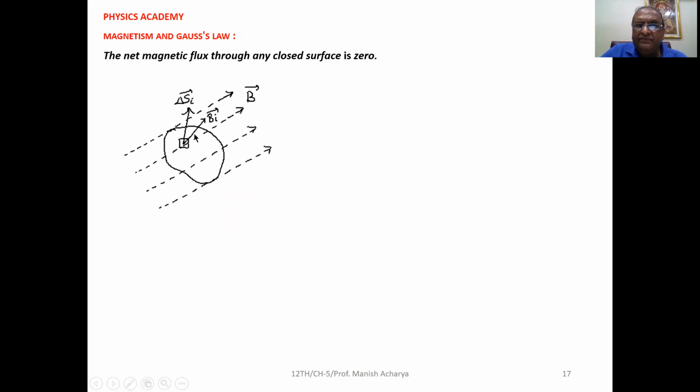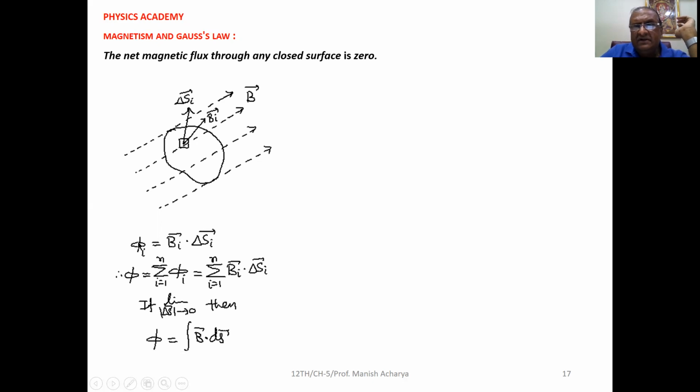Say, suppose we have the magnetic field as shown in the figure, and in this particular magnetic field, we consider a closed surface. Now we want to find the total flux passing through this particular closed surface. So for that, consider any infinitesimal small ith surface element for which the area vector, that is delta Si, and the magnetic field at that surface element, that is Bi. Then we can write the flux passing through this particular ith surface element, that is Bi dot delta Si.